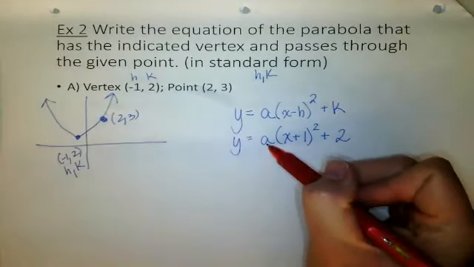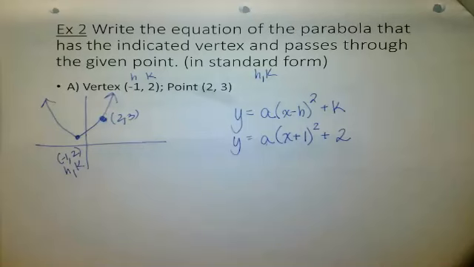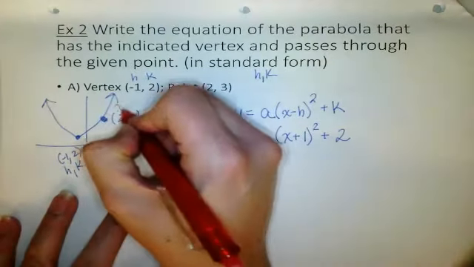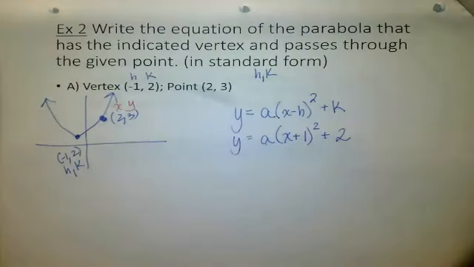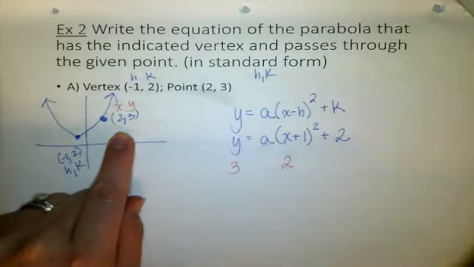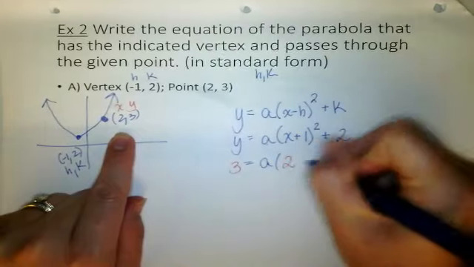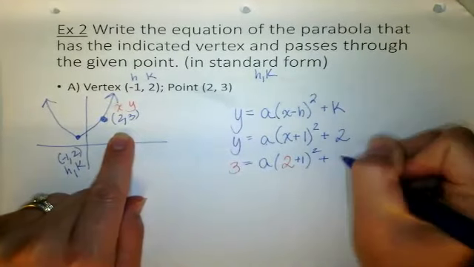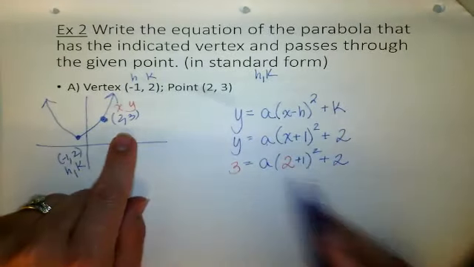I need to know what A is. How do we figure out A? Plug in the point. Ladies and gentlemen, anytime you're given a point, you're given a solution, an answer for X's and Y's. And so we're going to plug in that information. We're going to plug in the 3 for the Y and the 2 for the X. And that's going to allow us to solve for what we need A to be.